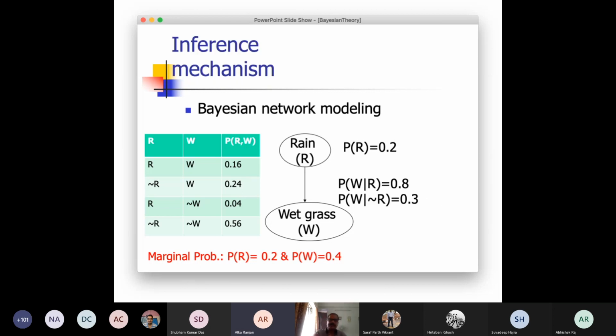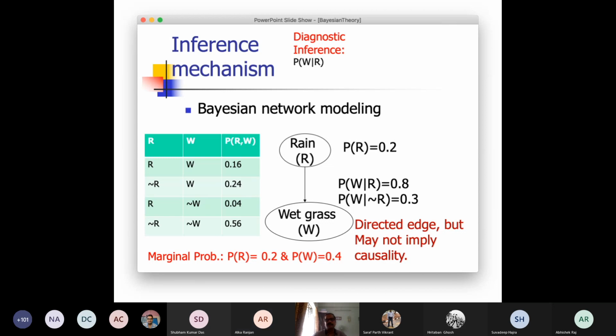Then the inference mechanism. Once again, I would like to stress that it does not mean any causality. But in the diagnostic inference, we find out the probability of W given R, which means it's a forward inference. So if it rains, what is the probability of W? Something like, if your diagnosis is true, what is the probability that you have the degree? In this case, it is quite high, 0.8.